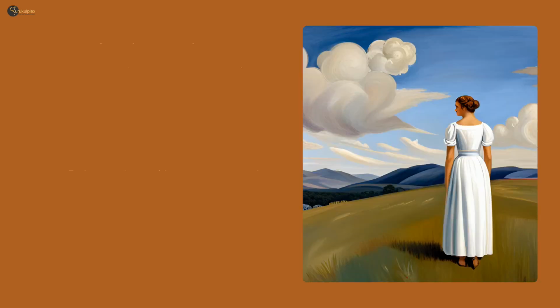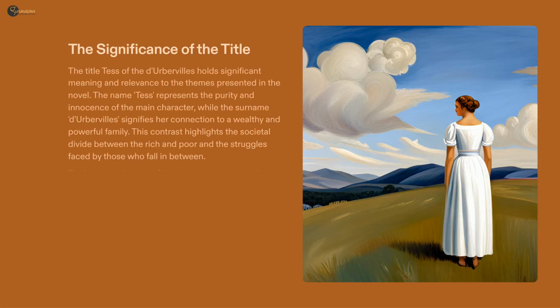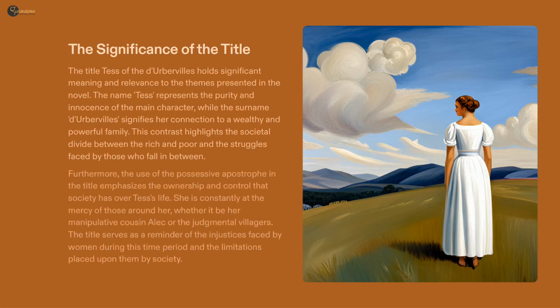The title Tess of the D'Urbervilles symbolizes the multifaceted messages and implications in the book. Tess's first name conveys purity and innocence, while her surname alludes to her lineage to a wealthy family. This opposition between social classes and the difficulties of those in between is exemplified. The possessive apostrophe in the title also reveals the power people and society have over Tess's life, as she is repeatedly subjected to the decisions of others. This title is a reminder of the hardship endured by the less fortunate, a concept that runs through the course of the novel.